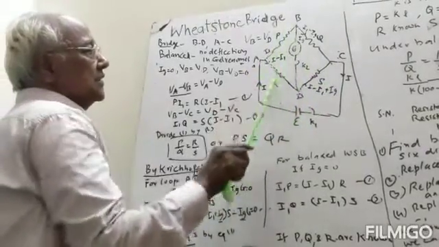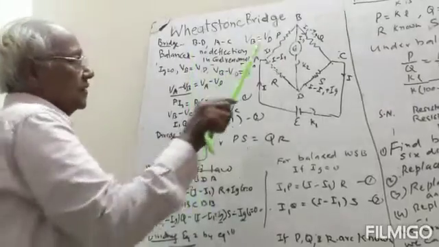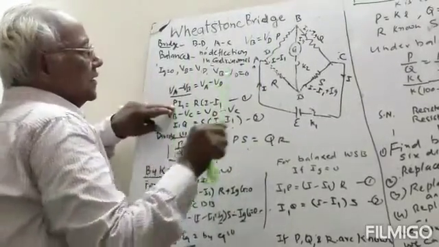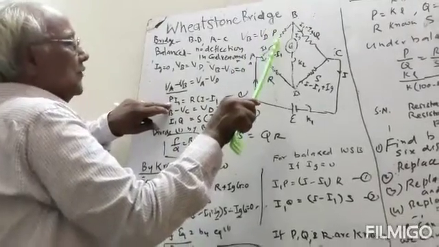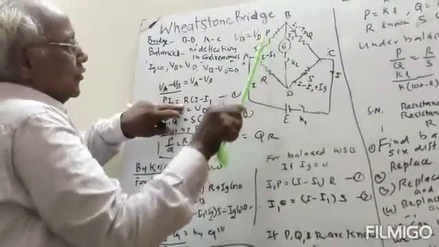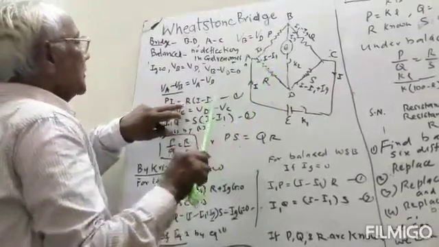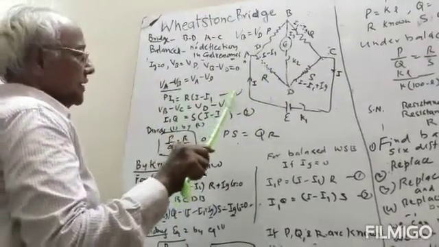Now we take this circuit. So what will be there? Then P, the resistance of P, into I1 will be equal to R into the current I minus I1. So this is the one equation.